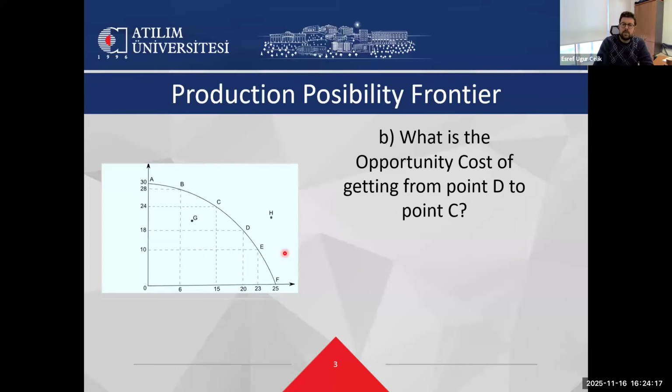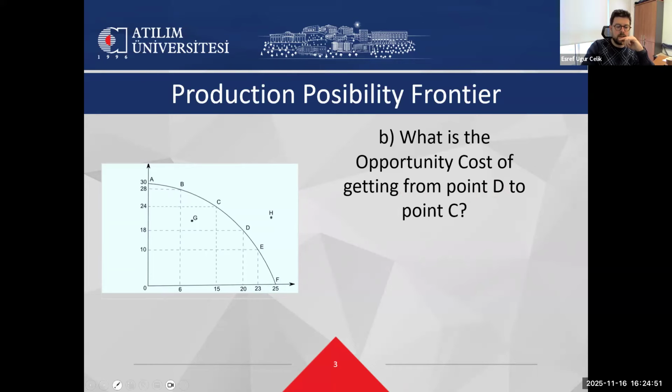The second type of question for the production possibility frontier is to interpret the opportunity cost. As you know, the opportunity cost means we focus on what you get and what you give up. It shows the best alternative given up for the getting part. Let's look at that question. What is the opportunity cost of getting from point D to C?